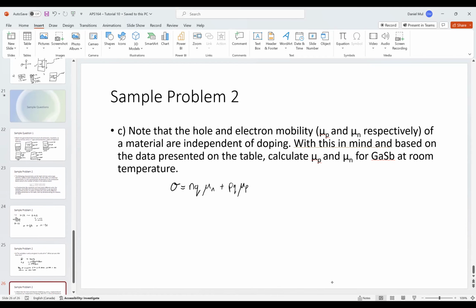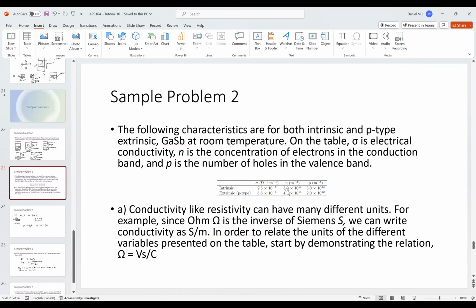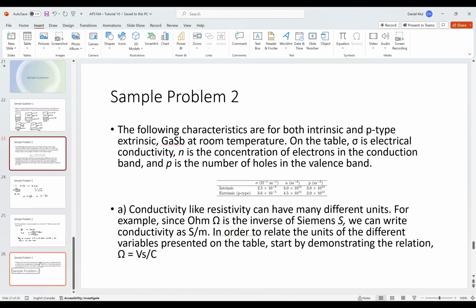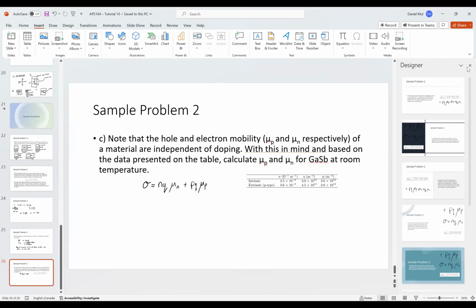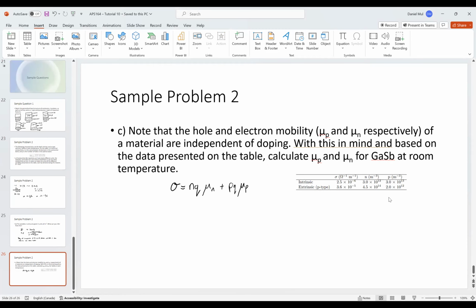I just want to pull up this table here. So basically, before it said with an extrinsic p-type, we can sort of ignore this factor here because it's so much smaller than this factor here. But for this question, I'm not going to do that. I'm just going to write out the description.